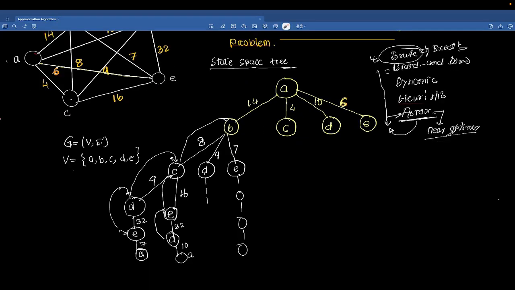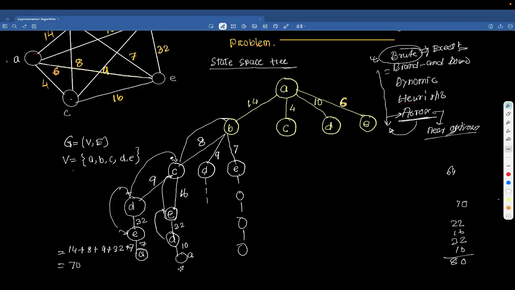Then we compute the cost of every path. For example, from here, we will compute the cost till reaching A. So if I sum up all the values, total equals to 70. Similarly, in this part, path cost is 80. That way it will find the cost of all the paths. We'll see the entire state space tree and we'll compute the cost of each of the branches.